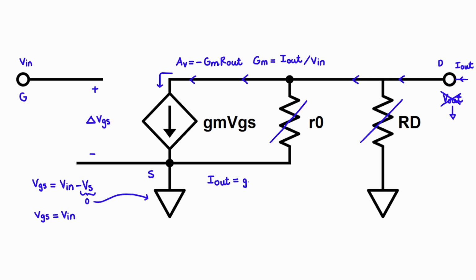So our output current is just equal to little gm times Vin. We can arrange this equation to solve for big Gm, which is just current output divided by voltage in. This means our big Gm value is just little gm.